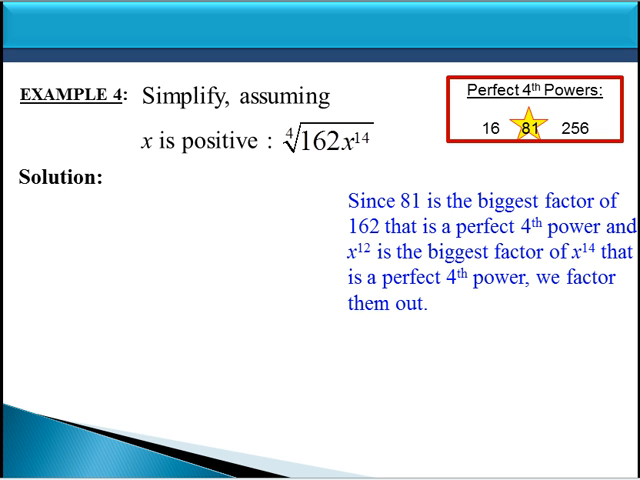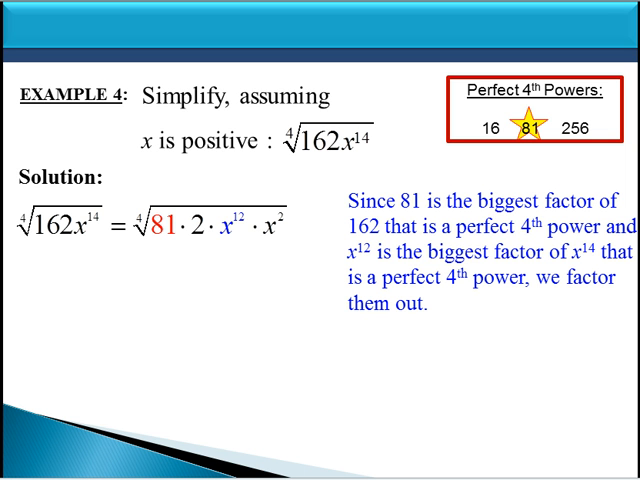So since 81 is the biggest factor of 162 that is a perfect 4th power, and x to the 12th is the biggest factor of x to the 14th that is a perfect 4th power, we're going to factor them out. So the 162 gets split up into 81 times 2, and the x to the 14th gets split apart as x to the 12th times x squared. Remember, it needs to be x squared because these exponents have to add up to 14.